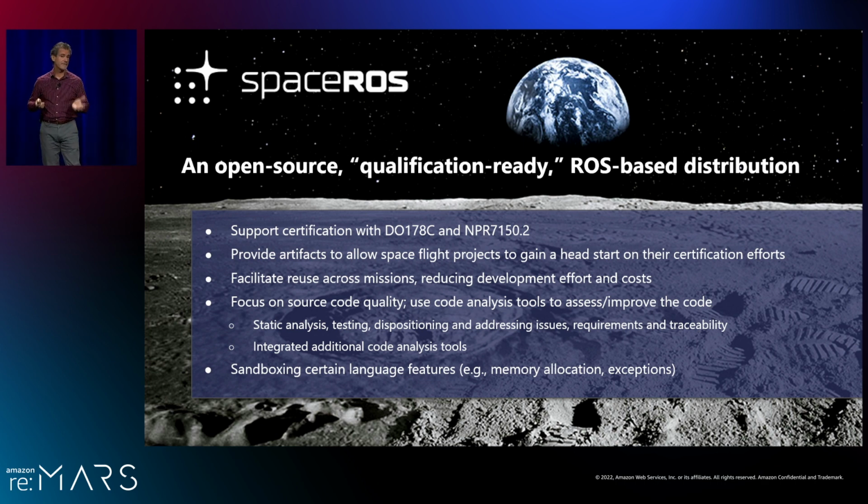And so a big emphasis on this is on code quality, as you can imagine. So there's a lot of emphasis on software and code analysis tools to assess the state of the code and improve the code and feed back that information. So we want static analysis, testing, dispositioning and addressing issues, requirements traceability, all the way from requirements down through to the packages in the code. And of course, there's certain features that have to be addressed and added to the core of ROS to make it suitable for this type of system.